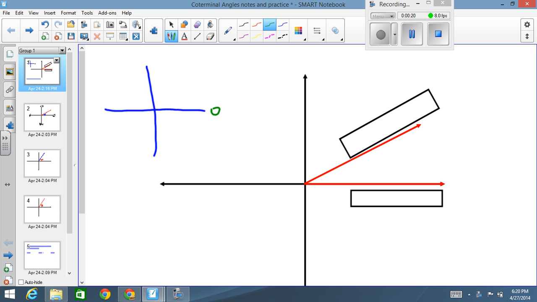0 is right here. As we go counterclockwise, we have 90 degrees up here, 180 degrees over here, 270 degrees down here, and then as we get back to where we started, we have 360 degrees, which makes sense because when we throw the unit circle on there, we know every circle has 360 degrees in it.